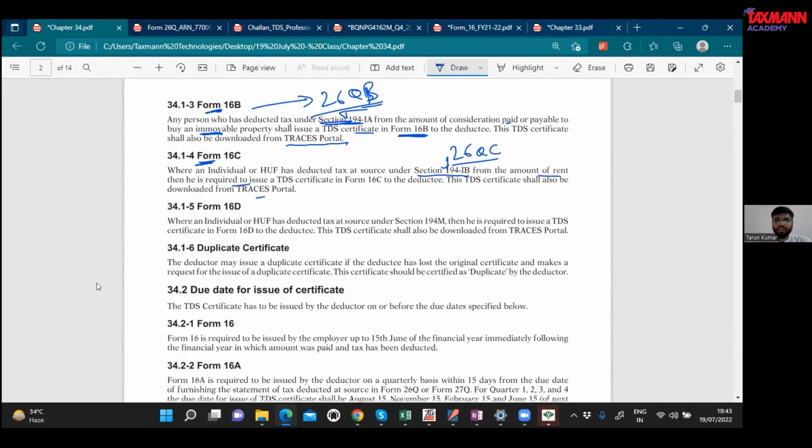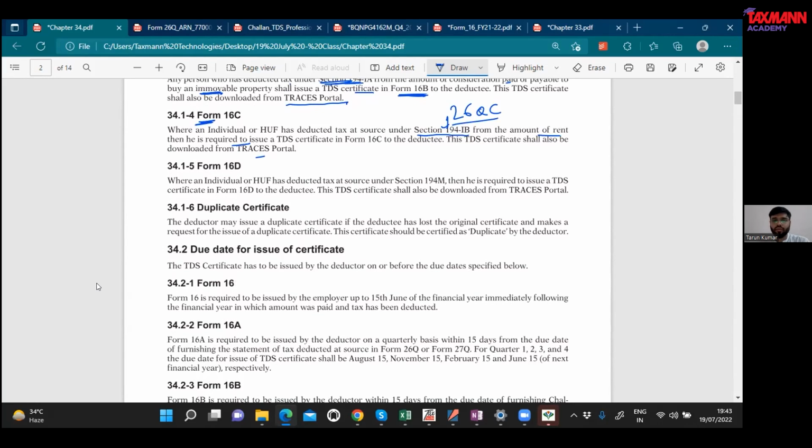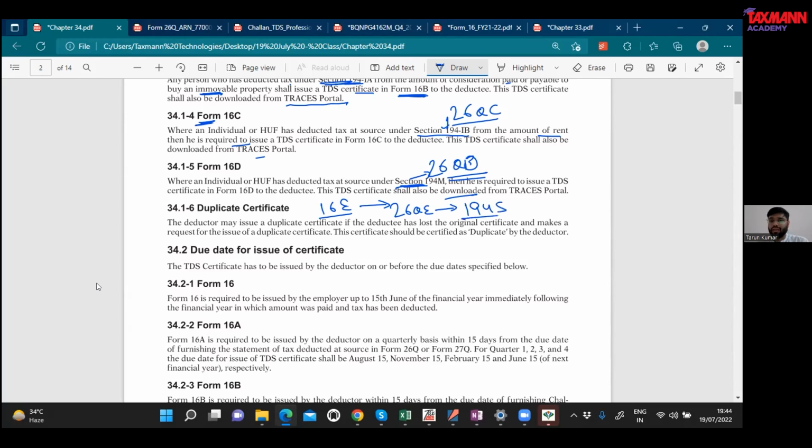Then Form 16D. Form 16D is for TDS deducted under section 194M against the TDS return filed in Form 26QD. So these are the TDS certificates. You can write in your book Form 16E as well. It will be for the TDS return filed in Form 26QE and against section 194S. Right. So this is not mentioned in your book. You can add a note here.